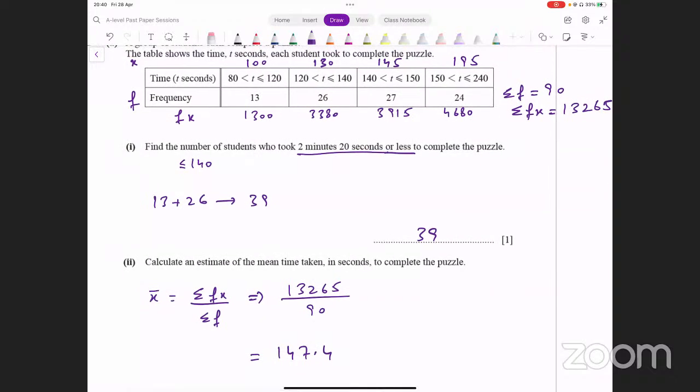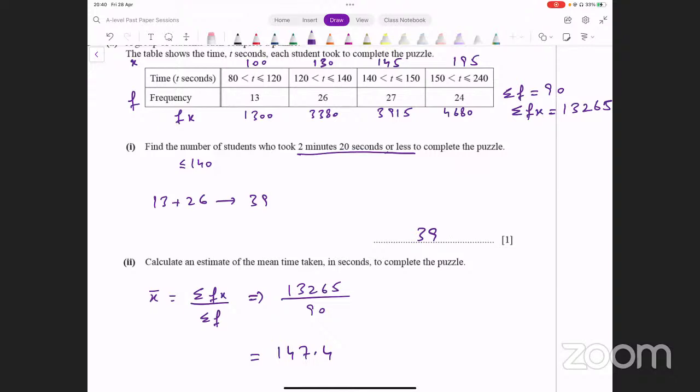Let's confirm this. 1300 plus 26 into 130 plus 145 into 27 plus 195 into 24. Okay, so there's something wrong here. 1300 plus 3380 plus 3915 plus 4680.